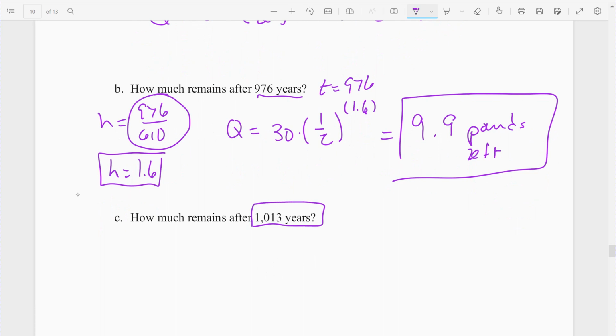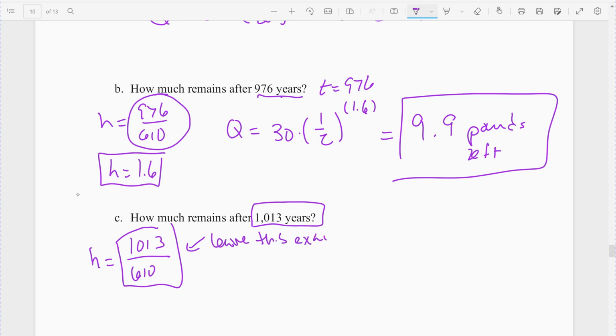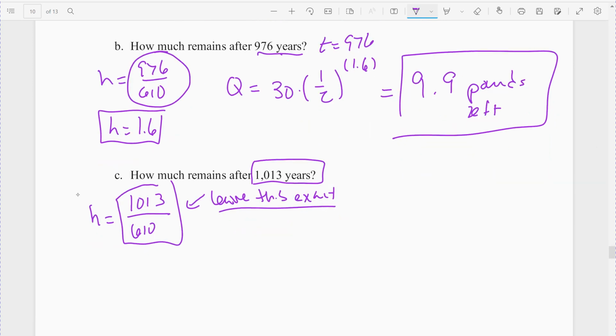All right, how much will be left in 1,000? This isn't much different than the 976, so it shouldn't be much different than my previous answer. And again, the reason why I did this one is because I'm going to show you, you do not want to round. This one does not come out nice. If you take your 1,013 divided by 610, it comes out 1.6606. So again, it's a non-repeating, non-terminating decimal. Leave this exact as is. Do not round until the end of the problem.